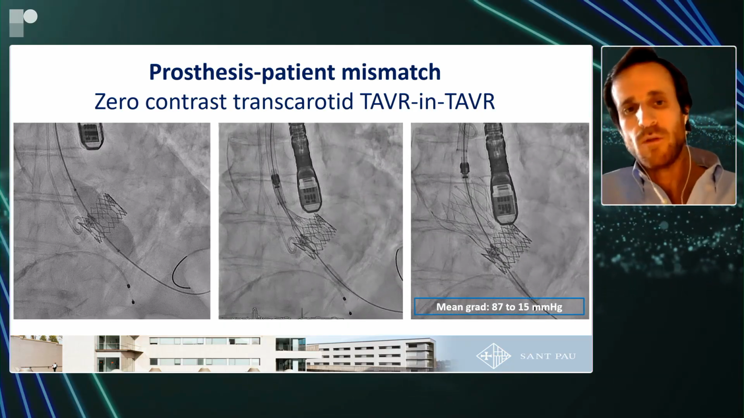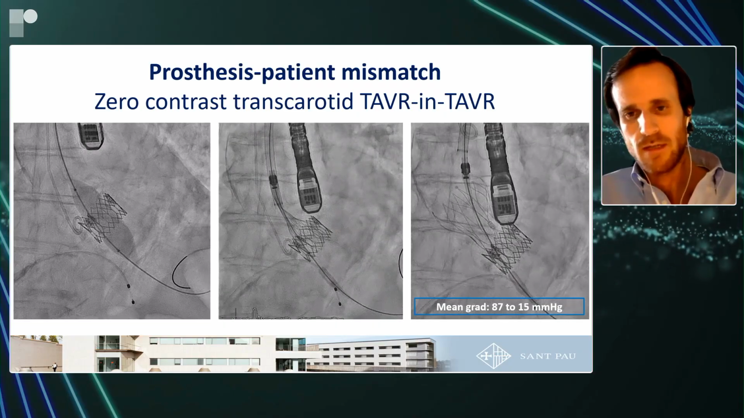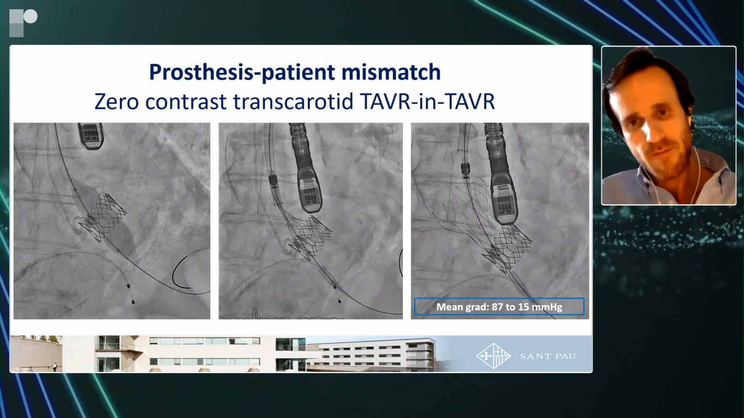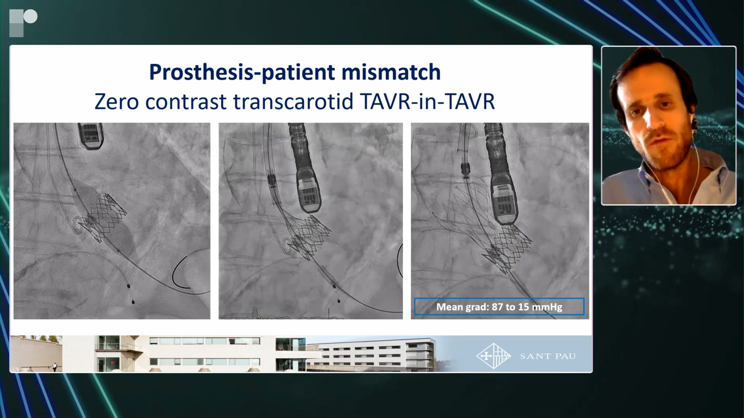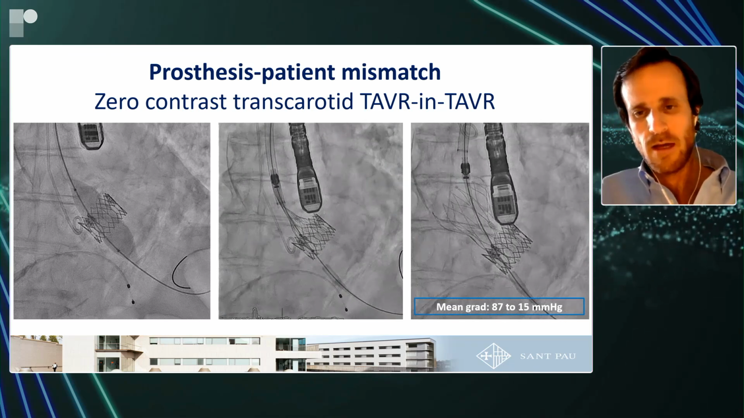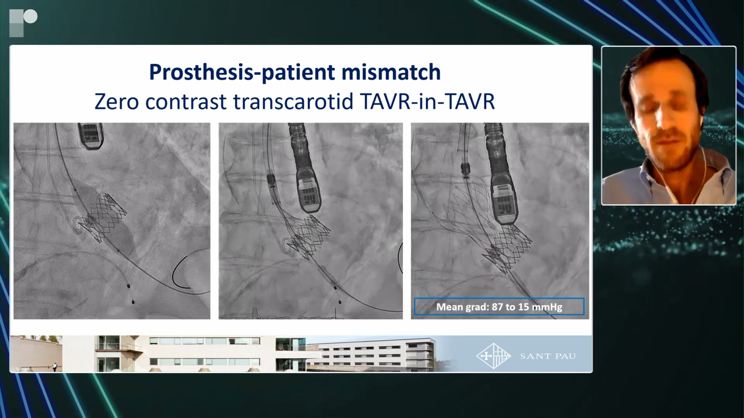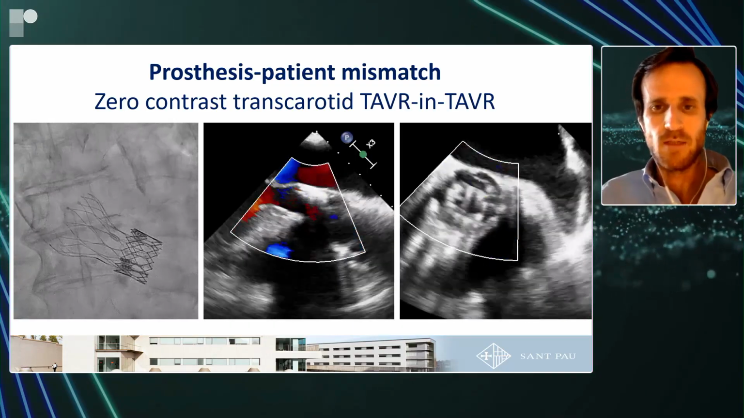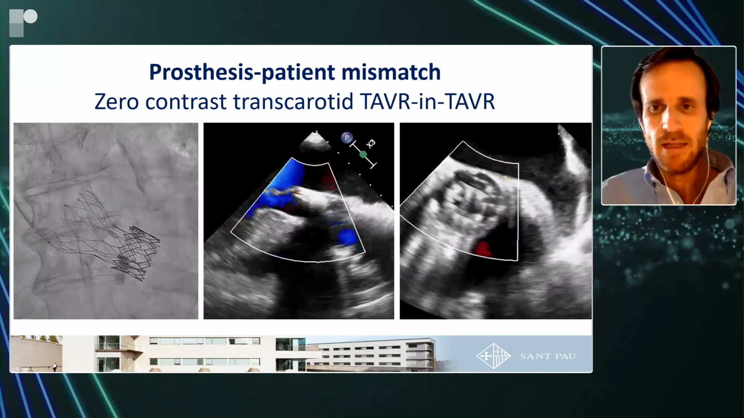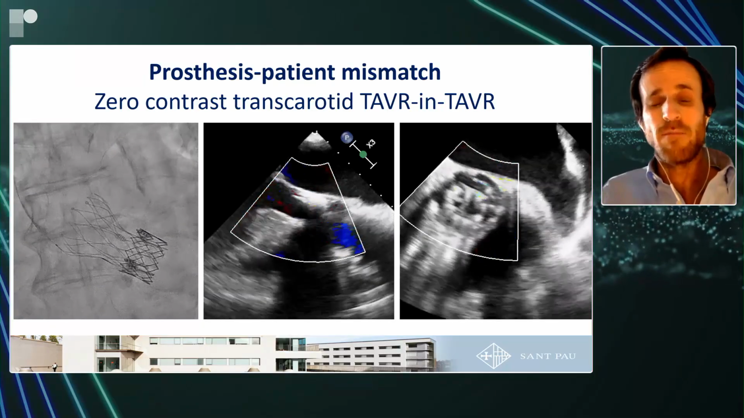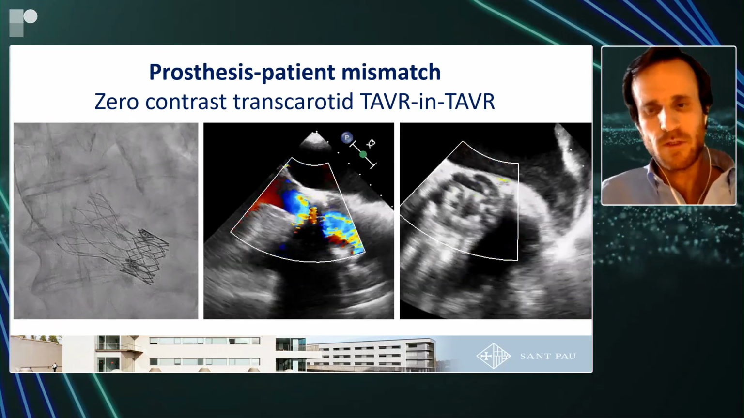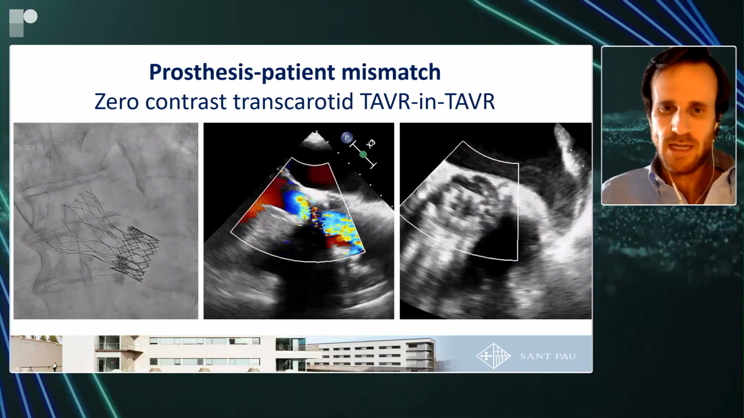So in this case, we pre-dilated because stenosis was very critical with a mean gradient of nearly 90. We aligned the inflow of the Navitor over the inflow of the Sapien, and we got a significant gradient reduction. And we can see there was no residual PVL, and we could even check the coronary patency through TEE, as you can see on the right of the screen, with no need of dye injection.